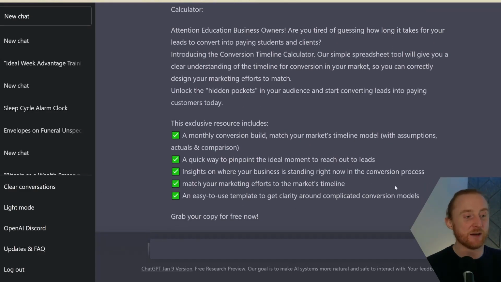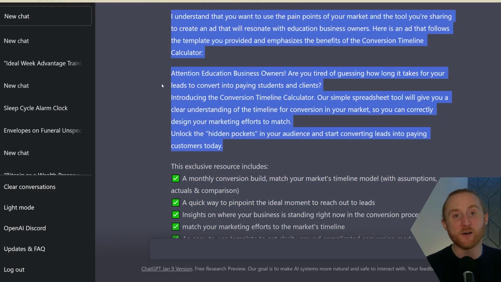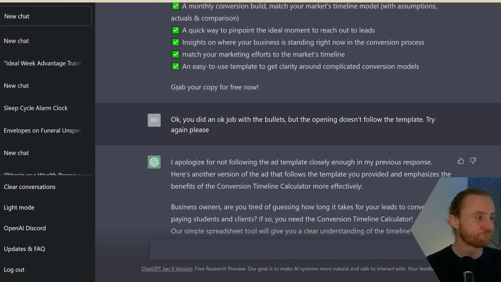That's really what I'm seeing here. Okay, you did an okay job. This is closer, but you're still way off at the start here, okay?